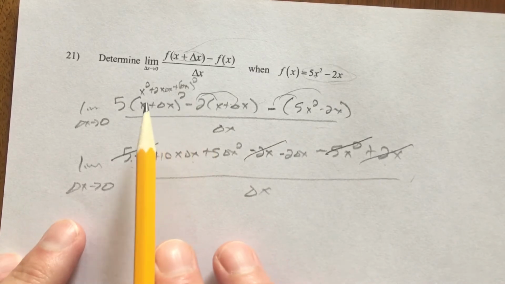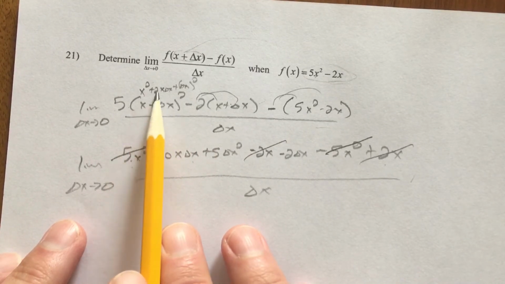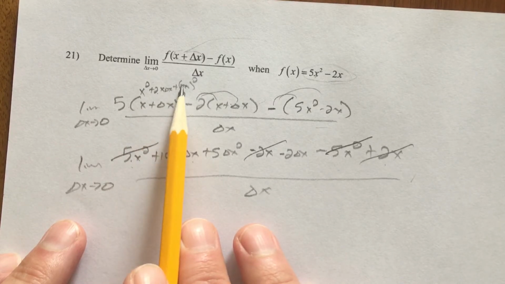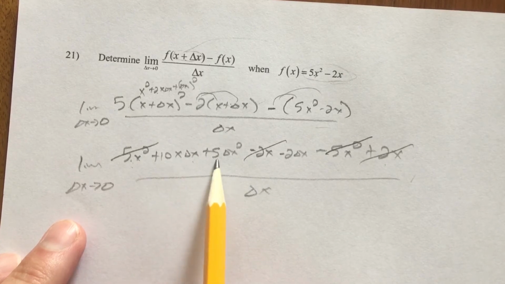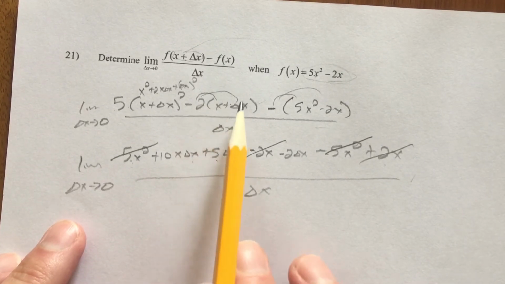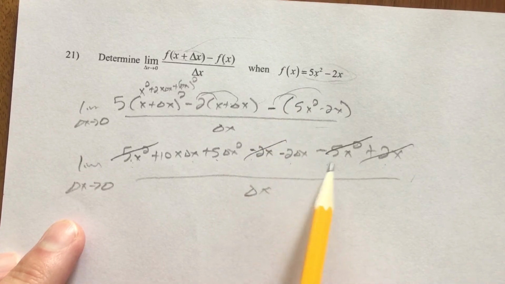So we're not going to worry too much about it. I do want to show you though what happens if we expand this out. We get x squared plus 2x delta x plus delta x squared. I distribute 5 to that. I get this plus this plus this. And then if I distribute the negative 2, I get that and that. If I distribute the negative, I get this and this.